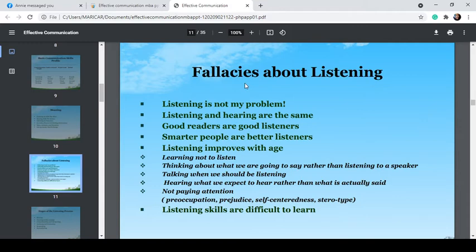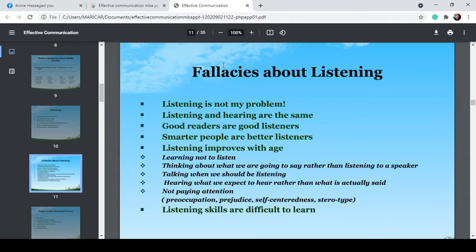Good readers are good listeners. Falsies din yun. May good readers na hindi naman sila magaling makinig. Next, meron pa. Smart people are better listeners. So, sa pagkakaalam natin, kadalasan ng mga matatalino, sila yung magaling na listener. Pero hindi. Kadalasan kasi ng mga matatalino, sila yung may mga sariling advocacies at sila yung may mga sariling concept na nabubuo sa sarili nila, sa utak nila. So, hindi sila 100% na good listener. Next, listening improves with age. Hindi din. Falsies din yun.